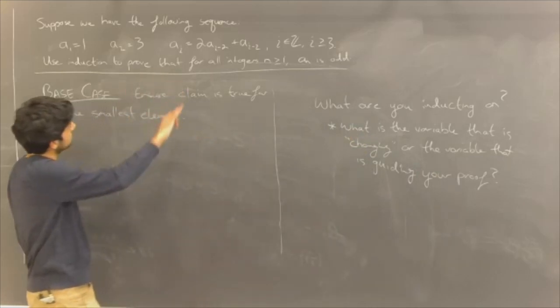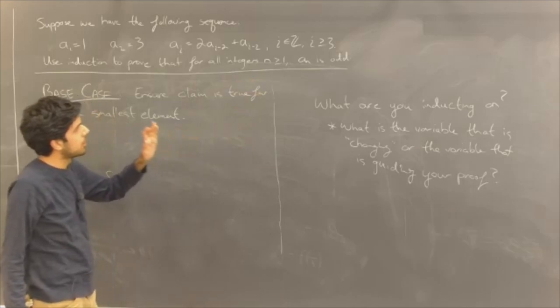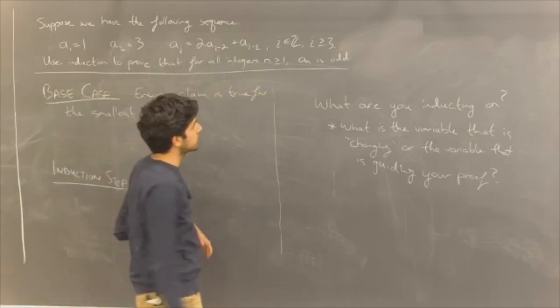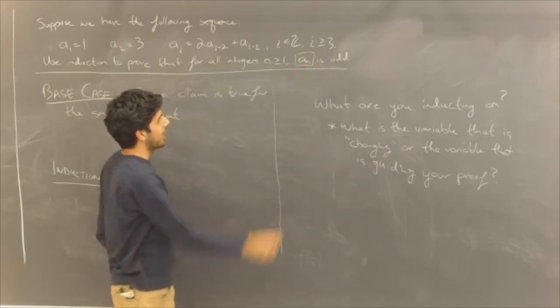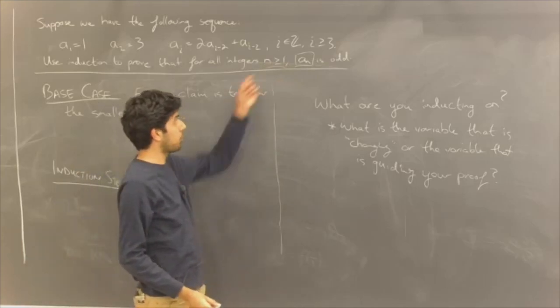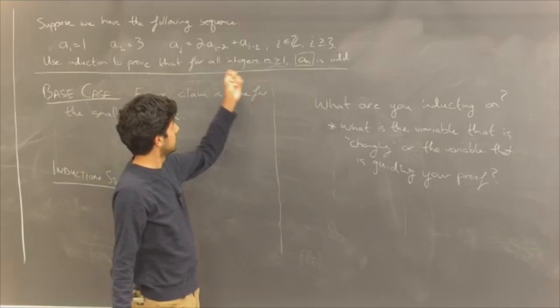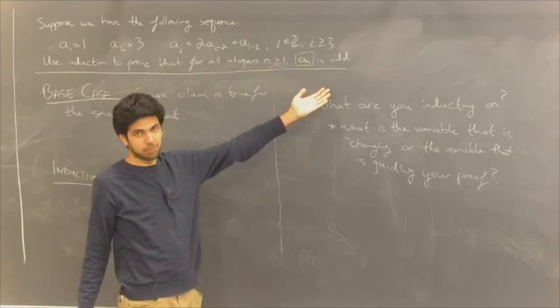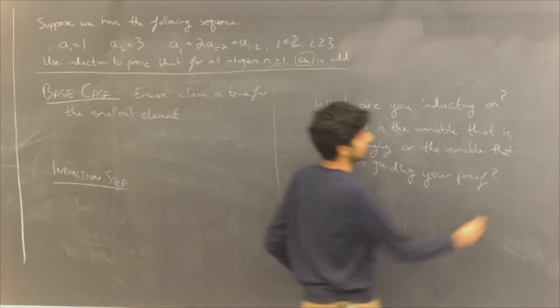When we read this question, there are a lot of variables, like there are i's and there are n's. But at the end of the day, we're trying to show A sub n is odd. And n is the variable that is changing, and when it changes, we also need to show that something is true. So you basically look at what you are trying to prove is true. In this case, A sub n is odd. So in this case, we're inducting on n.